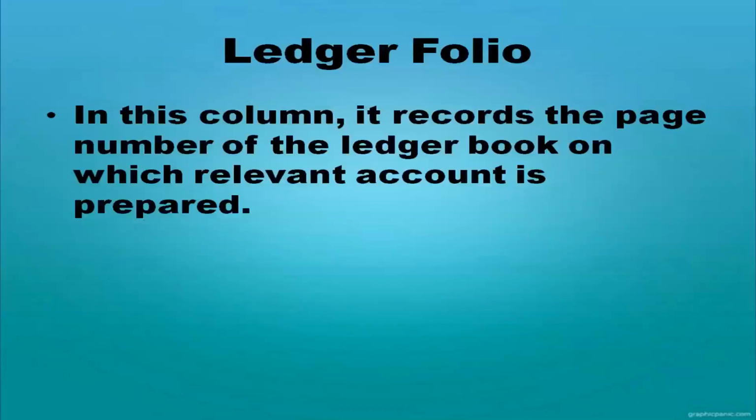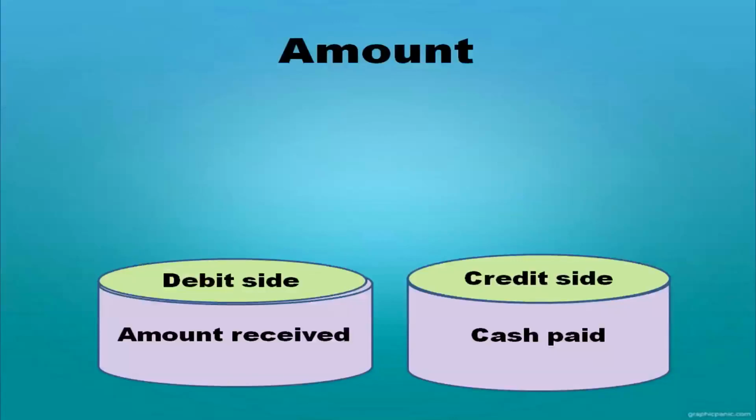The ledger folio column records the page number of the ledger book on which the relevant account is prepared. In the amount column, the amount received will be written on the debit side. Cash paid or amount paid will be written on the credit side.